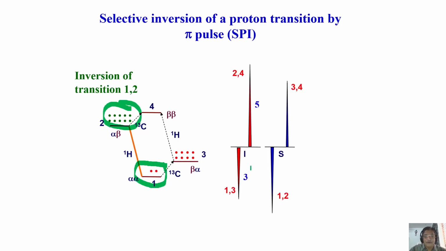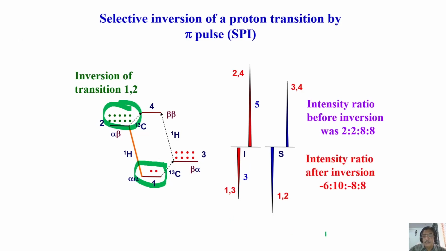Very interesting thing happens. Before inversion the intensity ratio was 2:2 for carbon and 8:8 for proton. Now, after selective inversion of one of the protons, it became minus 6, plus 10, minus 8, minus 8. What is the change? The carbon signal, which was 2:2, became minus 6 and plus 10. That's an enormous change in the intensity. Of course, one is in negative phase. Don't worry, we will deal with this negative signal later. But there is an enhancement in the signal intensity. That is what is important.